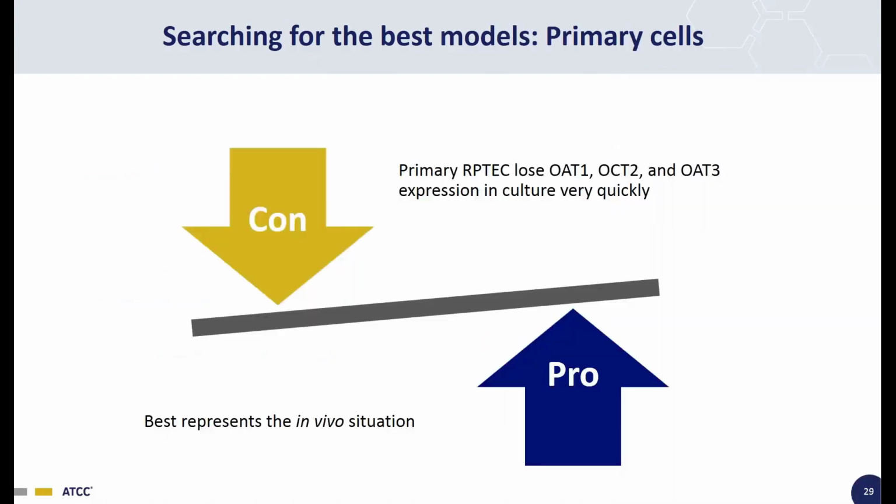Let's start with the primary cells. As Kevin has pointed out, primary cells can make excellent in vitro models because they often best represent the in vivo situation. However, in the case of kidney cells, the primary RPTEC cells quickly lose the expression of the three major important transporters, OAT1, OAT2, and OAT3, and therefore are not relevant models in this particular case.